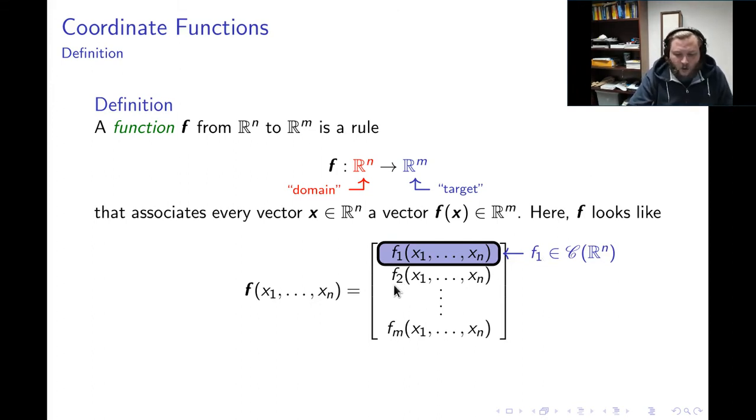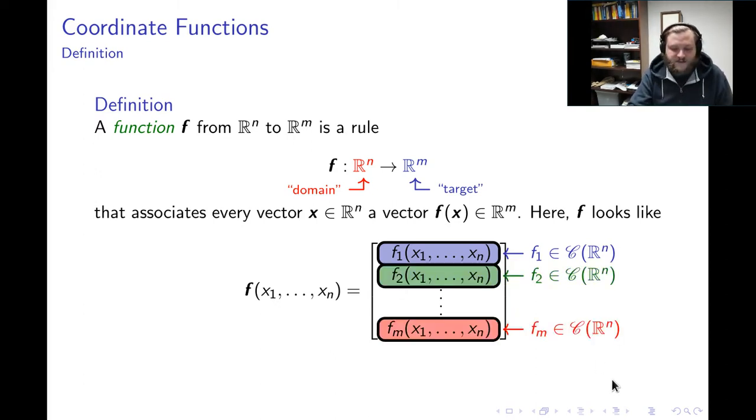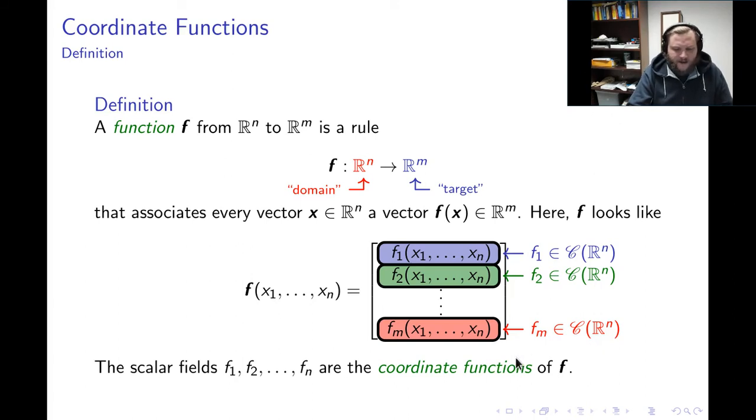The second coordinate, maybe we can label that as f sub 2. This would be another scalar field. And then we keep going until we get to the mth coordinate, which we would label maybe as f sub m. So the idea is that all of the coordinates of the output of this function are themselves scalar fields. And I like to call these scalar fields the coordinate functions of the function bold f.